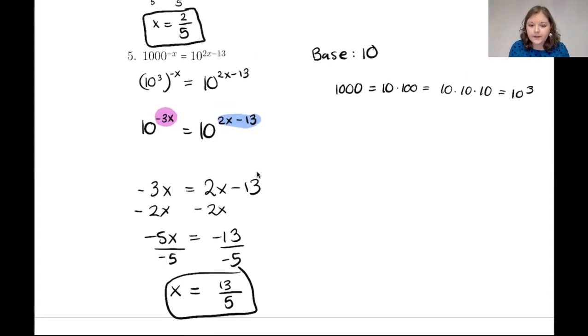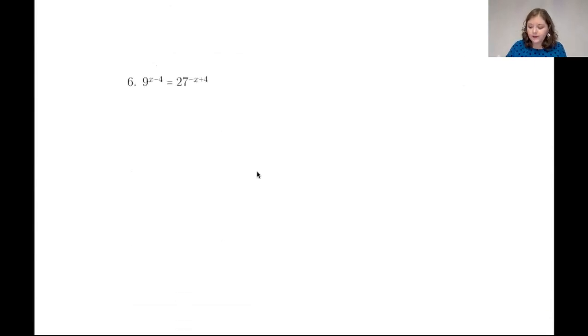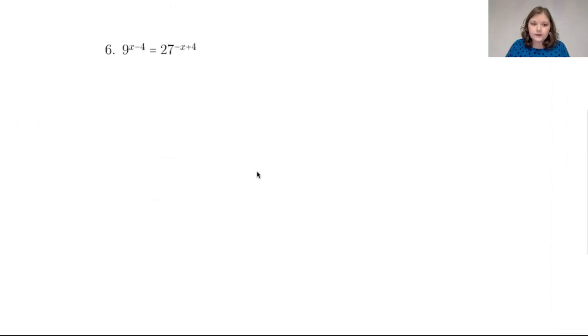So one more problem in this section, and then we'll be done. So in this problem, we have 9 to the x minus 4 equals 27 to the negative x plus 4. And so let's find out what our base should be.